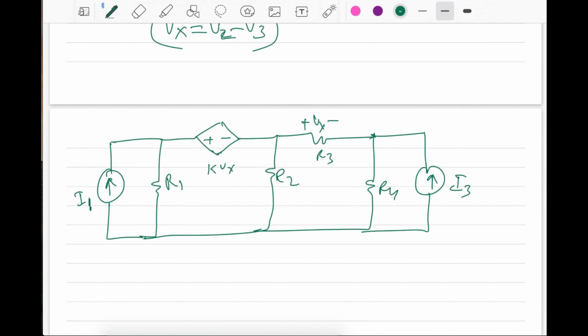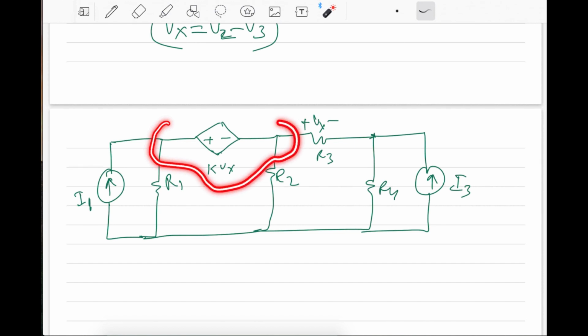Because it's a voltage source, right? So it's a dependent voltage source which is based on Vx. So what you have to do now? You have to actually write a supernode based on these two nodes. Very simple, right? So same thing as I was doing earlier.